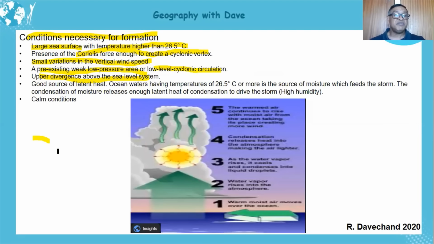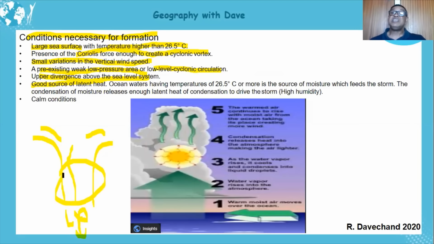A good source of latent heat, because this pressure must go more and more down in terms of pressure readings, and therefore it has to add more heat here. So as the air is rising, it is cooling, it's giving off heat, and when it's giving off heat, it's resulting in more air rising up. You understand? Going up, decreasing the pressure down here. So the pressure is going lower and lower, and the low pressure is becoming more and more intense.